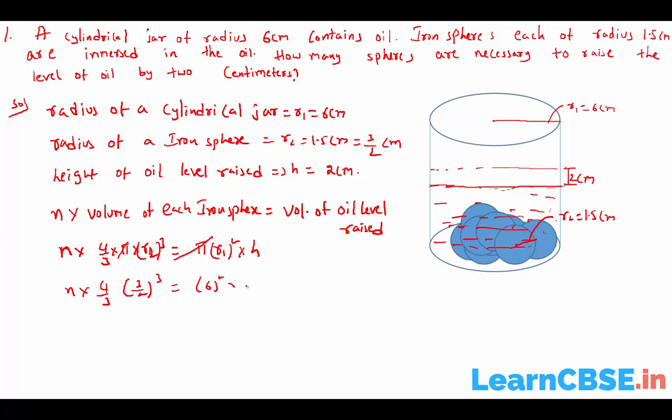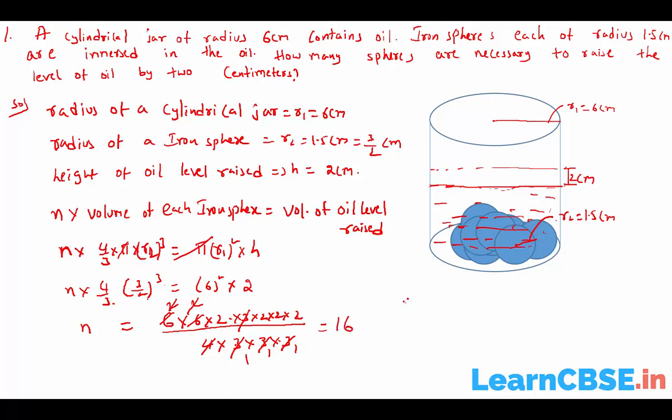6 square into h, 2 centimeters, then n equals 6 into 6 into 2, 3 will come here, 3 and 2 cube, so 2 into 2 into 2, whole divided by 4 into 3 cube, 3 into 3 into 3, because 3 by 2 whole cube, reciprocals, 3 ones are 3, 3 ones are 3, 2 twos are 4, we get 2 into 2 into 2, 2 power 4, that is 16. So the number of iron spheres immersed in the oil is 16.